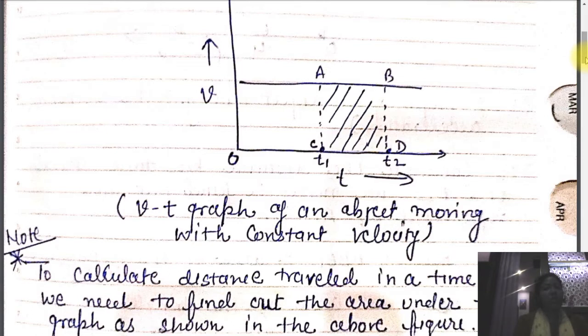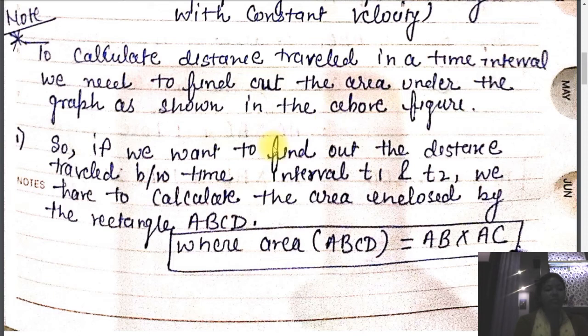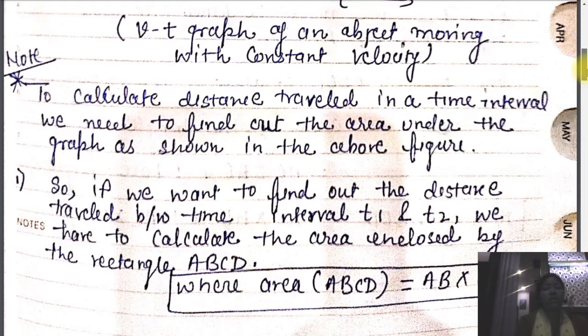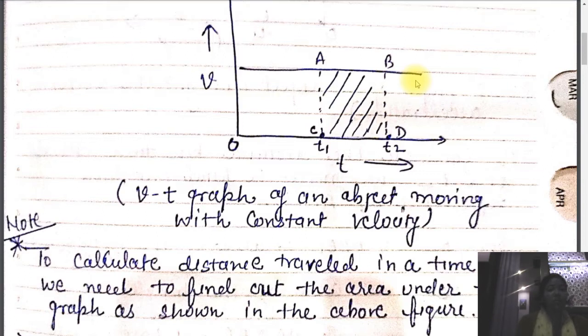Now, if we write down this statement in the mathematical form, how will we write it down? If we want to find the distance traveled between the time interval t1 and t2 from the above diagram, we have to calculate the area enclosed by the rectangle ABCD. So where is the rectangle ABCD? This is the rectangle ABCD. If we calculate the area of this rectangle under the graph, that will give us the value of the distance traveled by the object during this time interval.